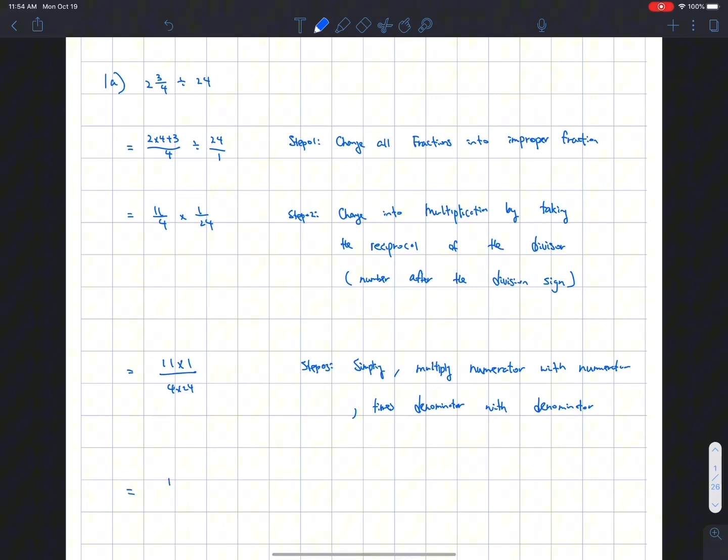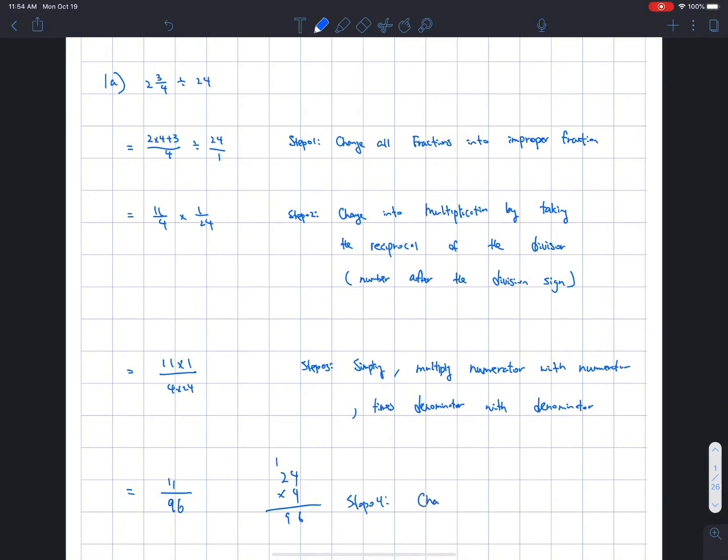We would get 11 times 1 is 11, 4 times 24, so 24 times 4. 4 times 4 is 16, 4 times 2 is 8, plus 1 is 9. And that's it. Usually we still have to change it back into a mixed fraction, but because in this case, the fraction is already in a proper fraction form.